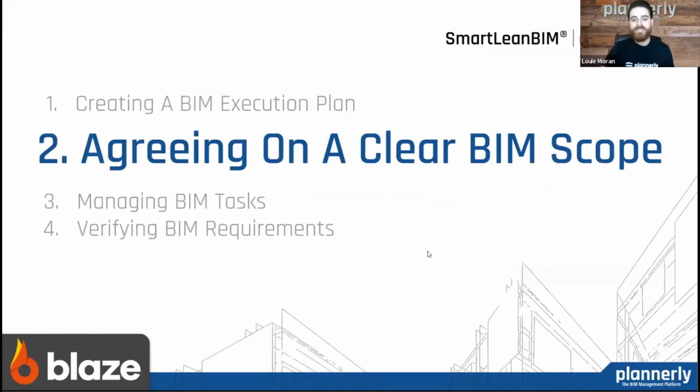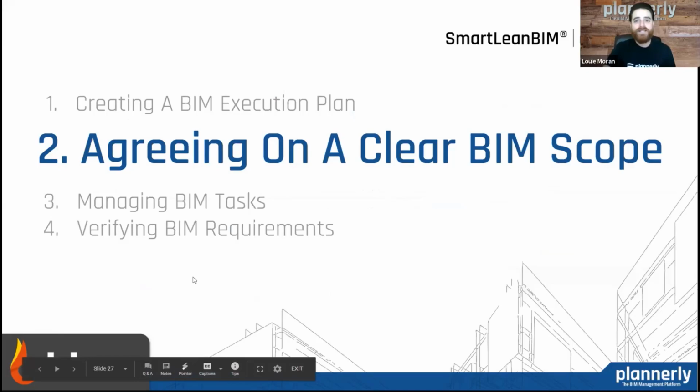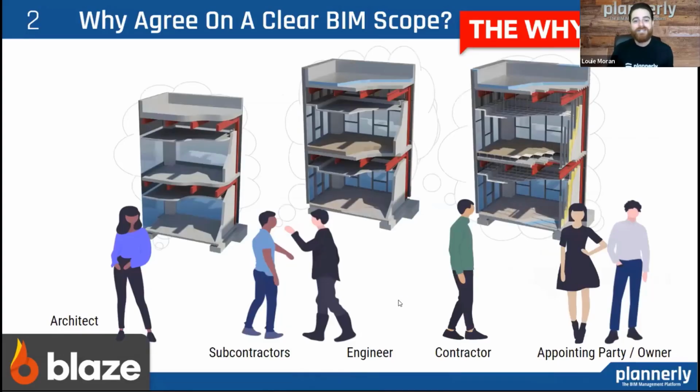So let's move on to number 2. Let's agree on a clear BIM scope. We first need to understand why we need a clear BIM scope. An architect has a goal. A contractor, an engineer on the projects, they all have their own goals. An architect might be more design oriented with their models.